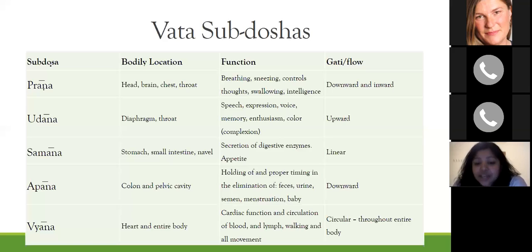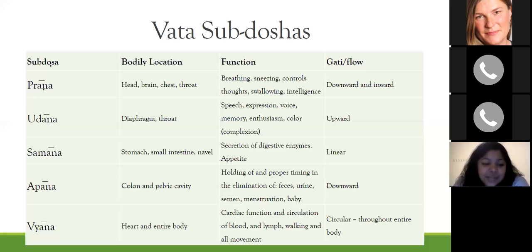So this is looking at the elimination of fecal matter, but it's also responsible for initiating the urge of passing urine, for expulsion of semen, and for expulsion of menstruation. It initiates all of these functions or movements. Again, if you notice, all of these things are moving out of the body. Even though they are physical matter or waste products, they all need to move out of the body. And that movement, or being able to push it out of the body, is done by the Apanavata. So therefore, the gati or the flow of Apanavata is downwards.